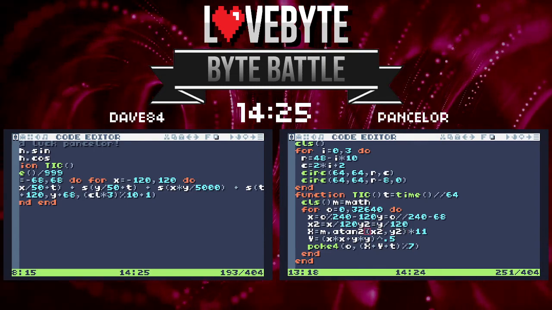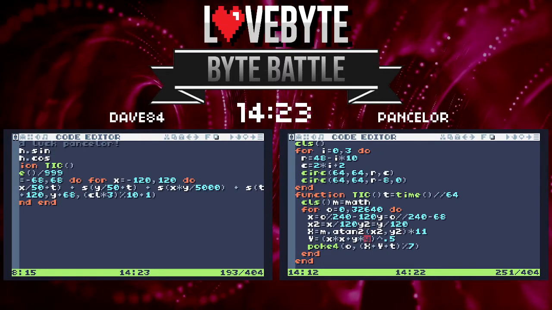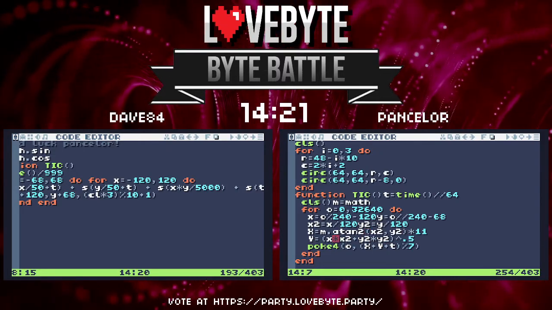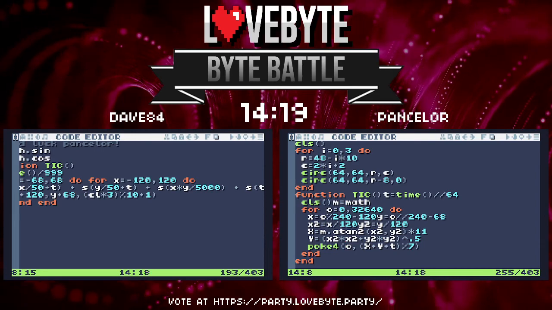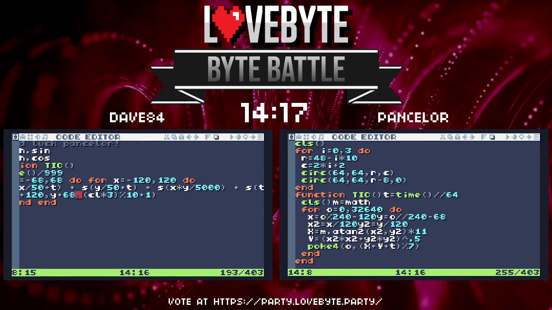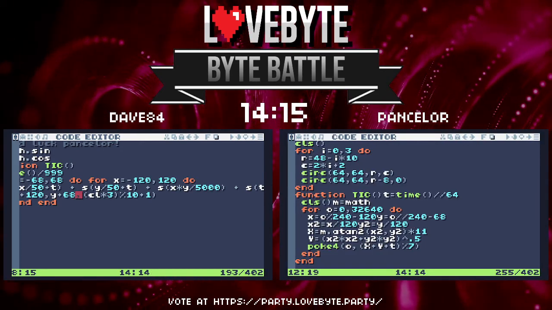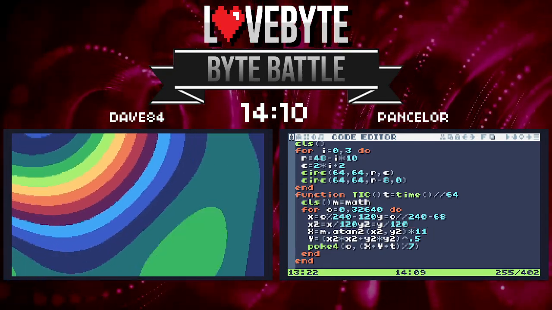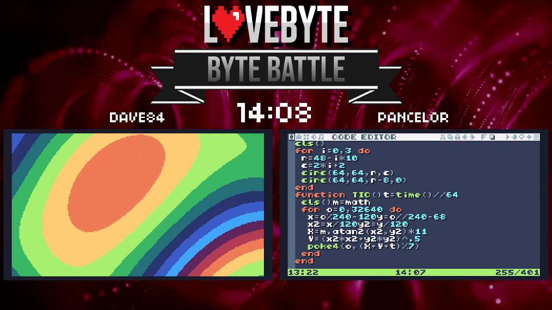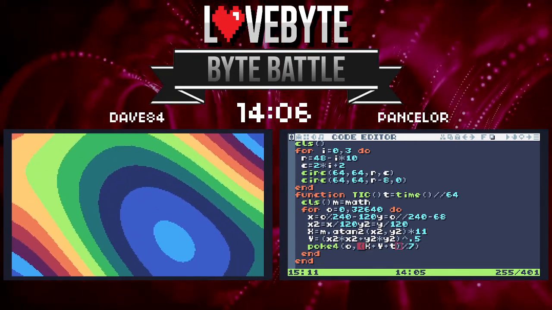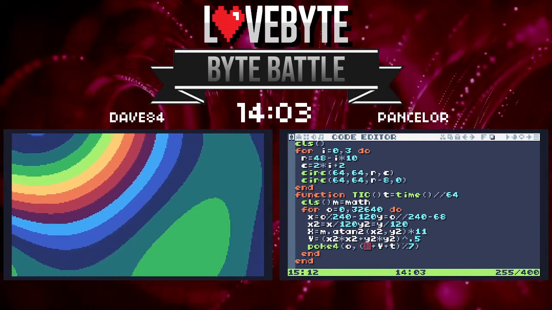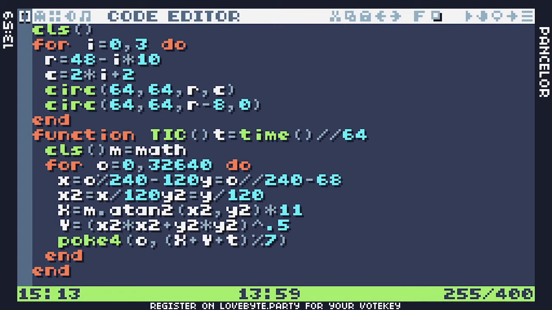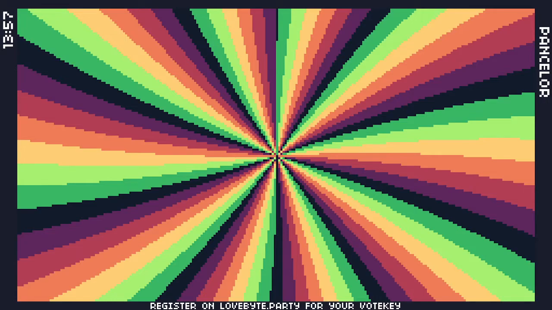Minutes and 26 seconds left on the clock. Still plenty of time for both of these contestants to make some major changes. Pancelor is starting to look a bit more spirally in a different way, I guess. It's nice to see something at this stage that isn't too set in stone, where it could be taken in quite a few different directions. Yeah. Definitely.